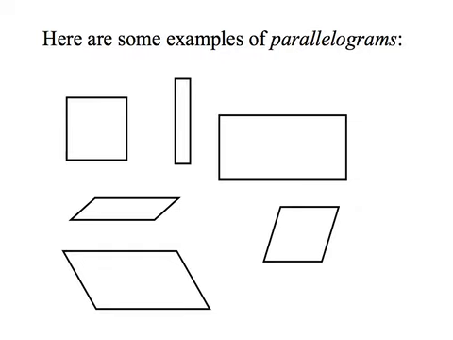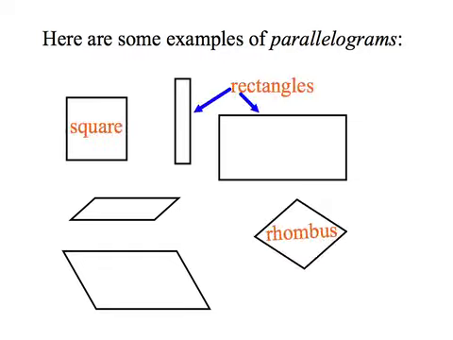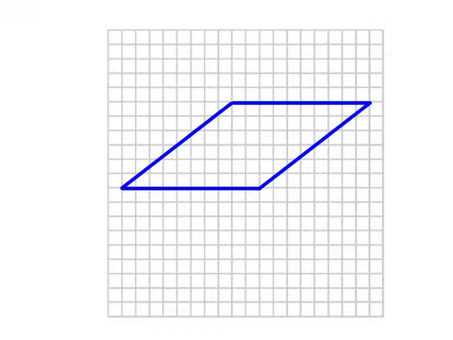Well, here are some examples of parallelograms, and some of them have better names. There's a square, two rectangles, and a rhombus. But two of them don't have better names. We'll just call them parallelograms.